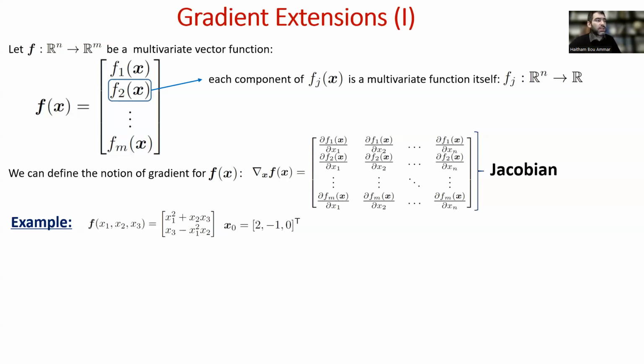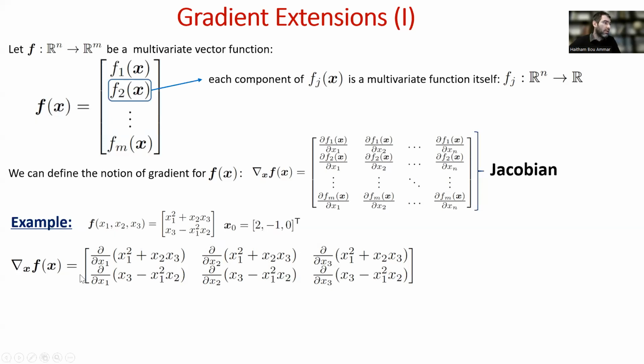So let us consider a quick example of that. Consider this mapping. It's a two-dimensional mapping that takes three-dimensional inputs. And let us evaluate its Jacobian at this specific point (2, -1, 0). So following the definition, this Jacobian is a 2x3 matrix, where in the first row we have the gradient of the first component, which is x1 squared plus x2 multiplied by x3. And in the second row, we have the gradient of the second component, which is x3 minus x1 squared and x2.